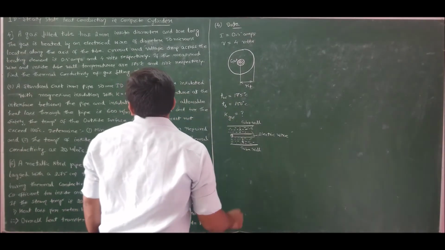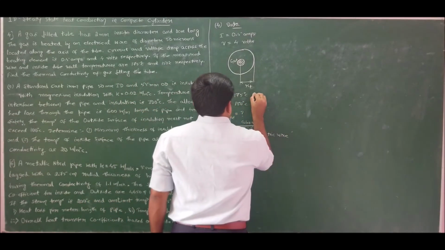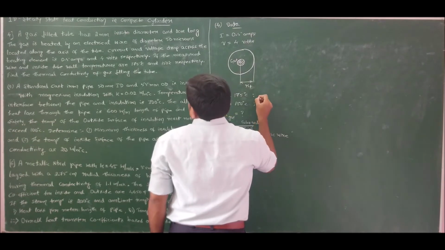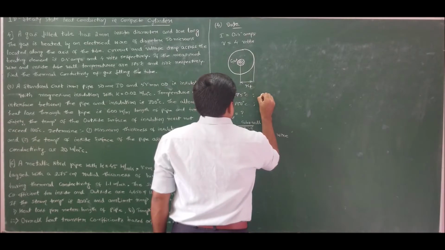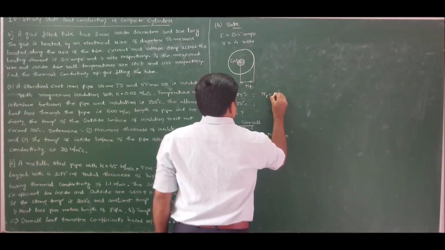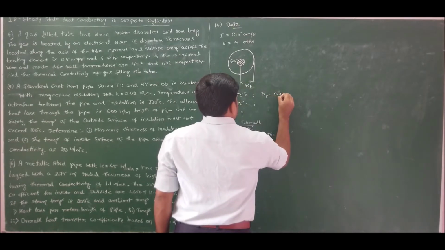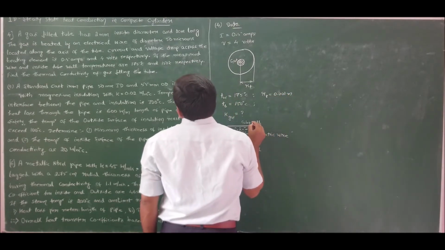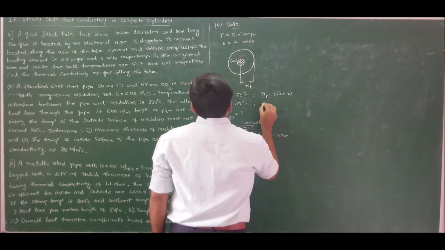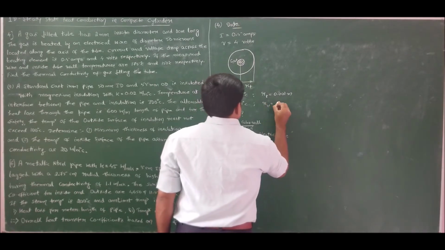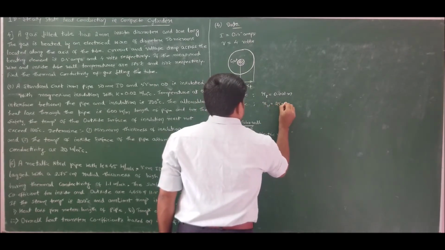Now we have specified the diameter and length also. If you observe, the inside diameter of the tube is given as 2 millimeters. So the radius of the tube is 1 mm, that is 0.001 meters. And the diameter of the electric wire is 50 microns. So the radius of the wire is 25 microns, that is 25 into 10 to the power of minus 6 meters.